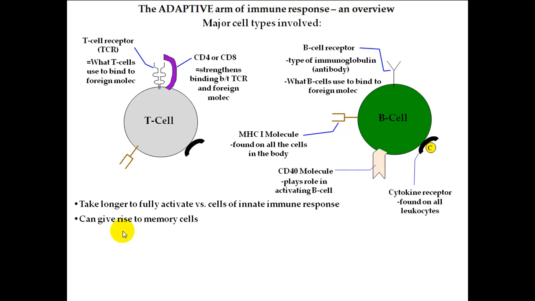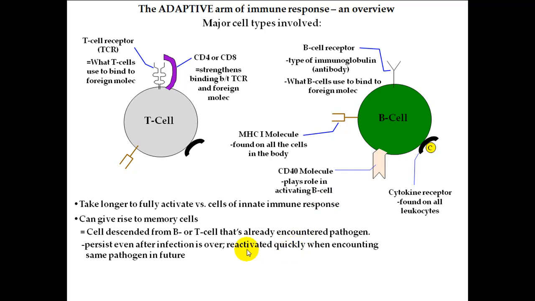So T cells and B cells can give rise to memory cells. Again, memory cells are cells that are descended from B or T cells that have already encountered a pathogen. What memory cells do is that they persist after an infection is over, and they can be reactivated relatively quickly when they see that same pathogen in the future. So this is one of the major reasons why there are some illnesses where you don't typically get sick twice.